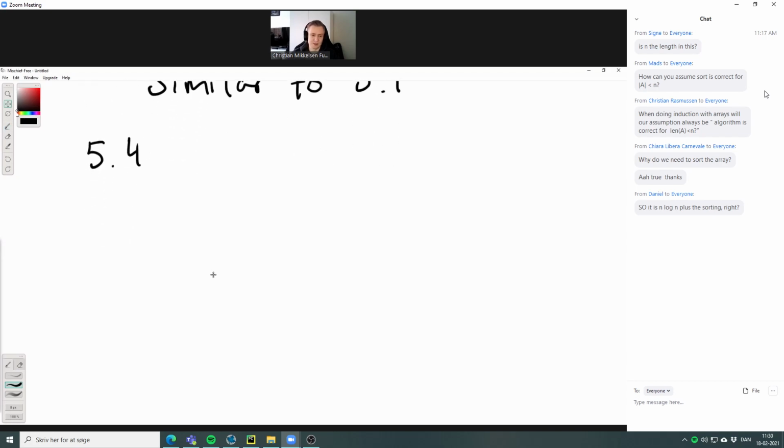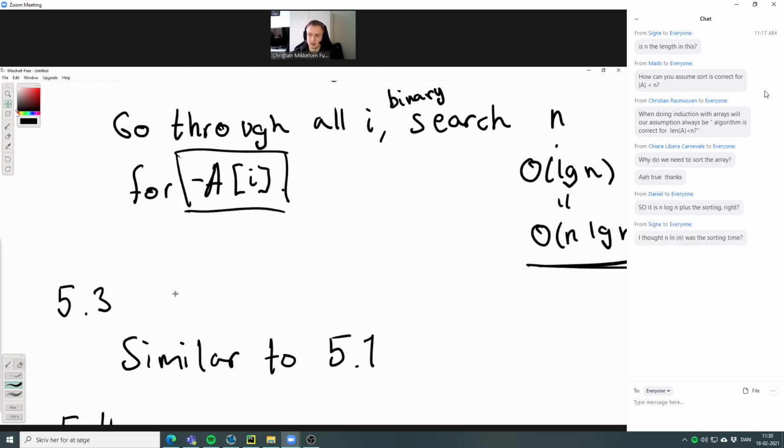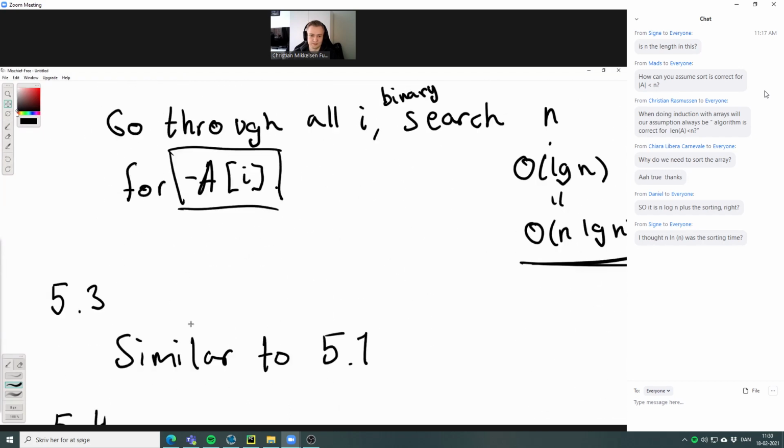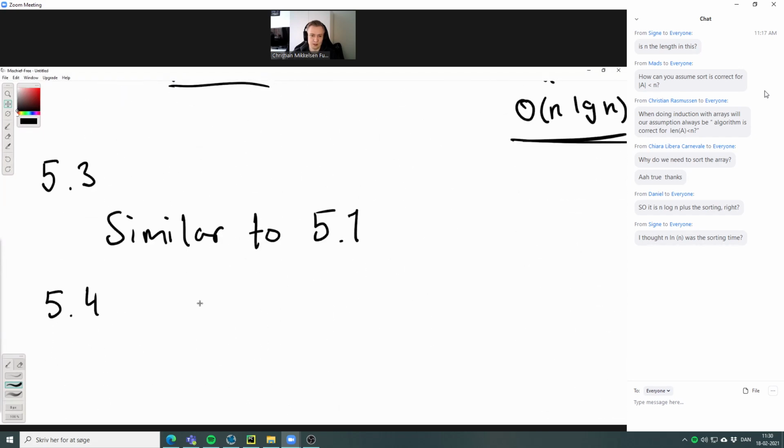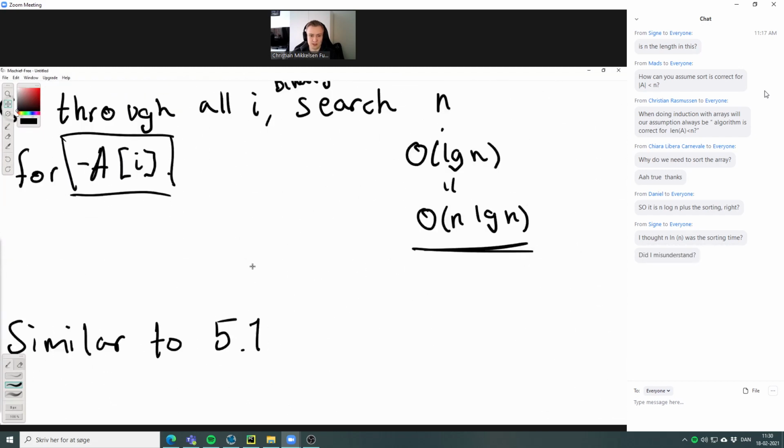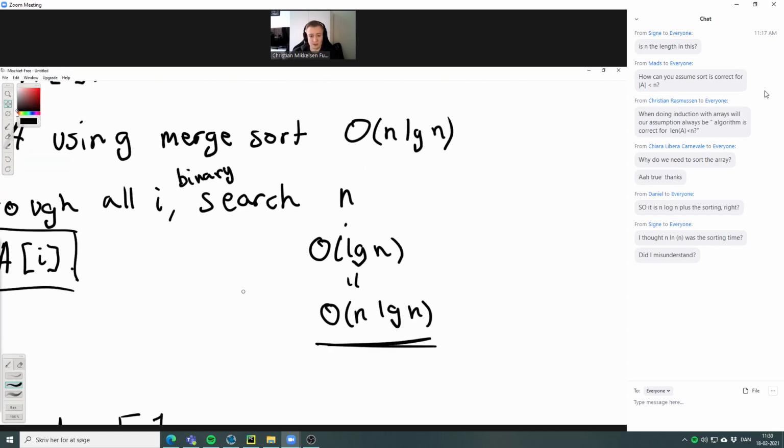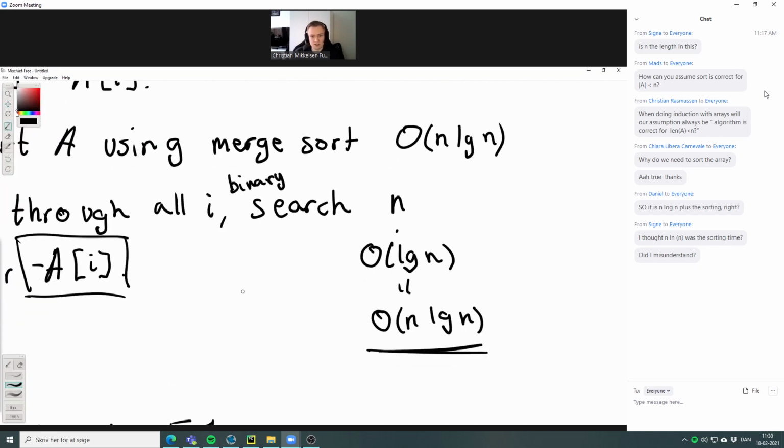Again, this is very similar to 5.2 here. Sorry, there's another question for 5.2. I thought n log n was the sorting time. Yes, n log n is the sorting time, but n log n cannot only be the time of sorting. In fact, a lot of algorithms actually run in n log n.